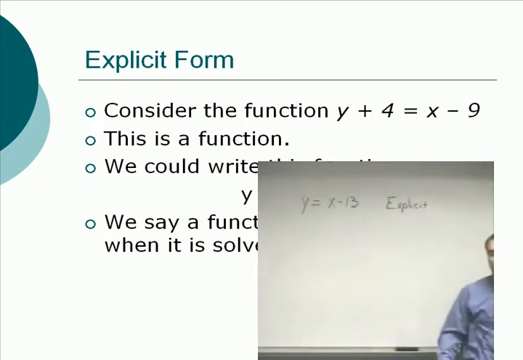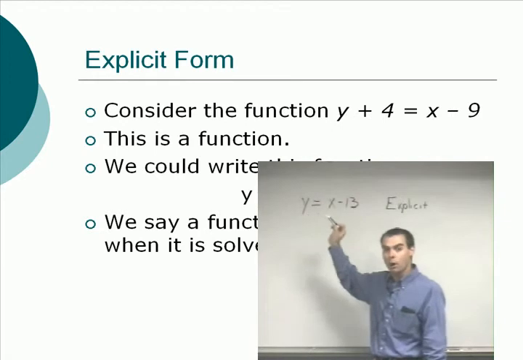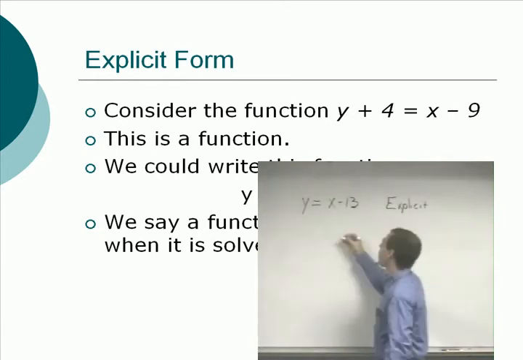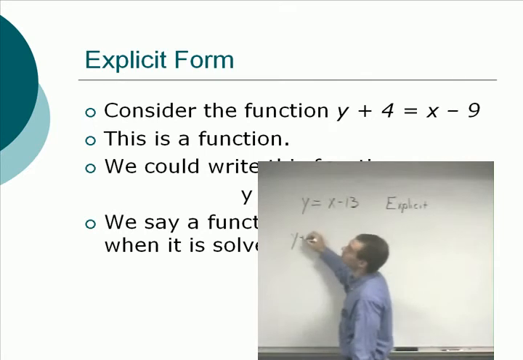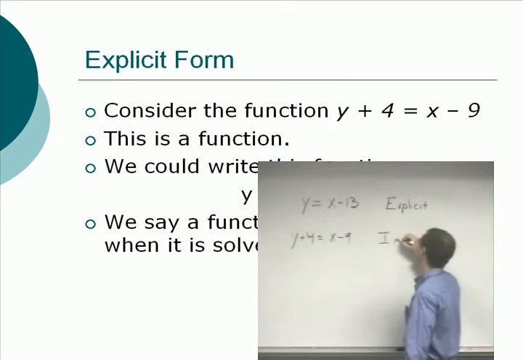What does explicit mean? I mean, forget about math, for example. If somebody tells you to do something explicitly, what does it mean? Very specifically, okay? In a very certain way. Explicit means that the equation has to be solved for one variable. It is solved explicitly for y, or you could solve it explicitly for x. But y plus 4 equals x minus 9, that's solved implicitly.